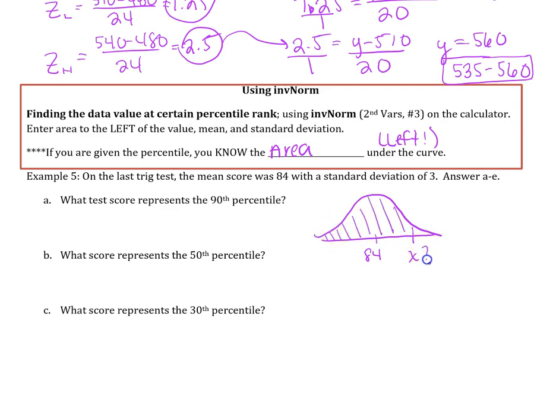I want to know what that data value is. Now, what is the area to the left of the curve? Well, if this is the 90th percentile, that means that area is 0.9, because remember, under the curve, 1.0 represents the total area.